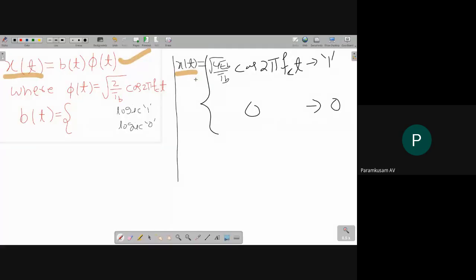Let me show it once more. x of t is equal to root over 4EB by TB cos 2 pi FCT. x of t is equal to B of t into pi of t. Here pi of t is given. B of t is equal to what?